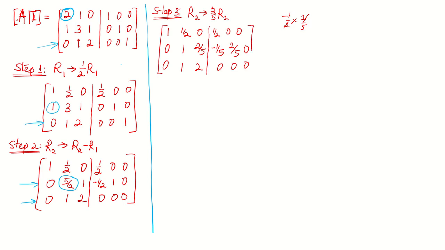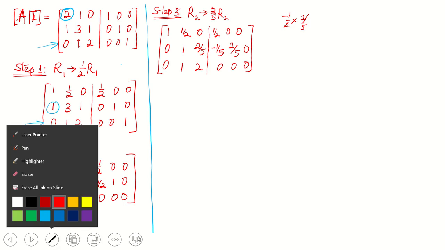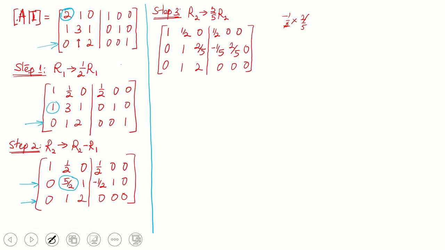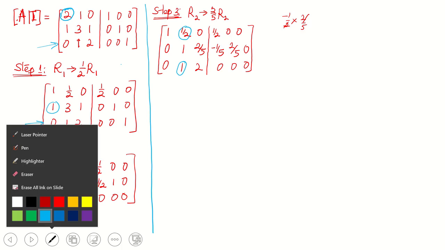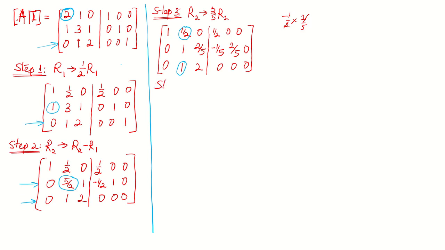Beautiful. The next step is to make all the elements above and below the pivot element become 0. We want to make all elements above and below the second pivot element be 0. That is, this has to turn to 0, this has to turn to 0. How do we make all the elements below and above the next pivot element become 0? That's the fourth step. Step 4.